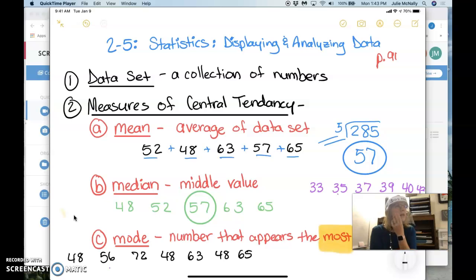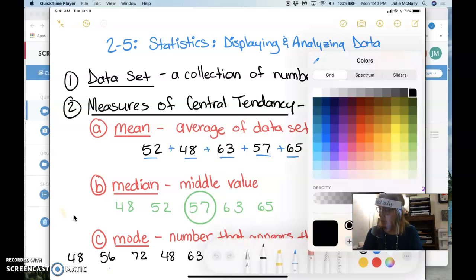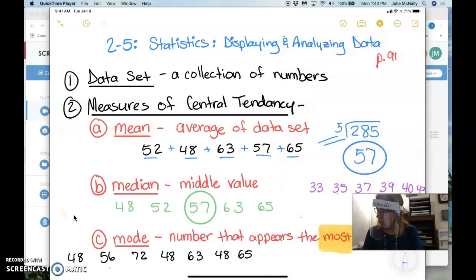So if I'm looking at these numbers, which one appears the most, Rayleigh? 48 appears the most. So 48 is my mode, because it's listed 3 times. Maybe these were scores on a test that people didn't study for. That means that 3 people got a 48. Okay? So 48 appears the most.